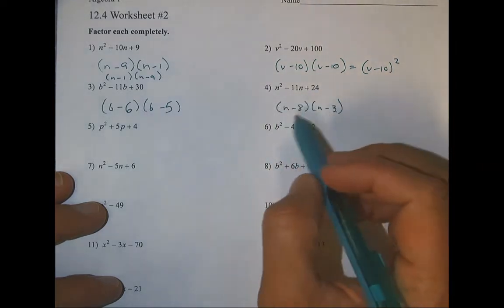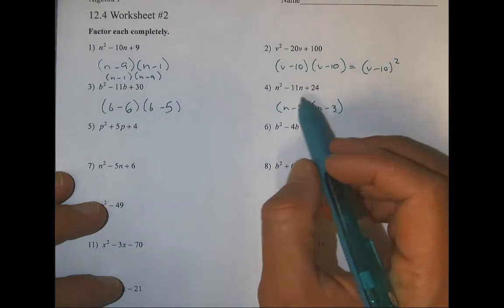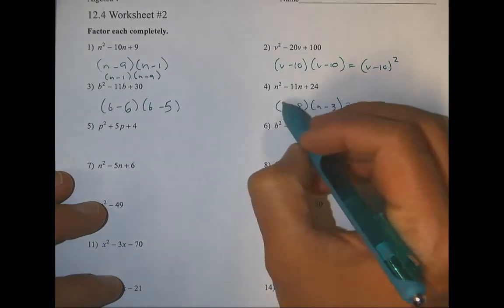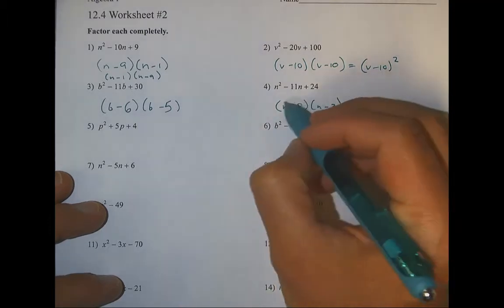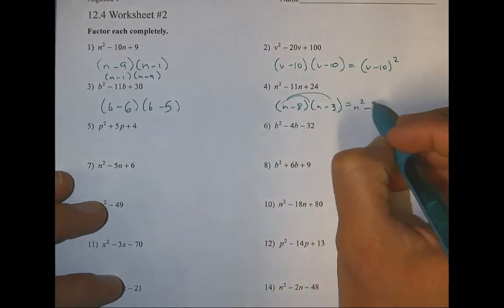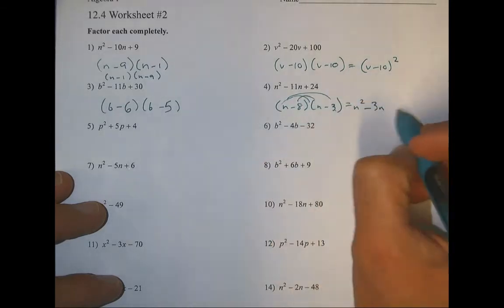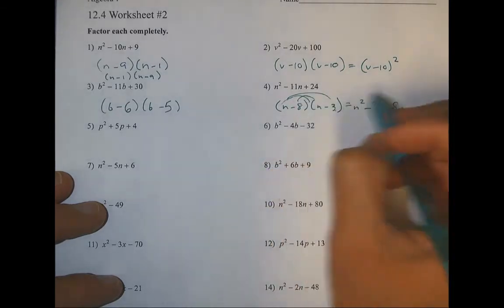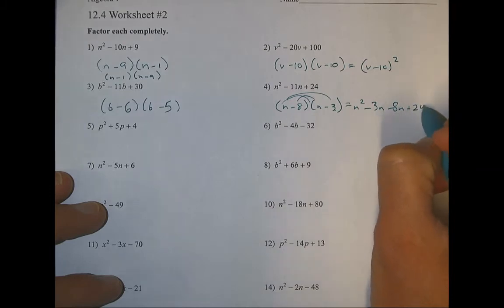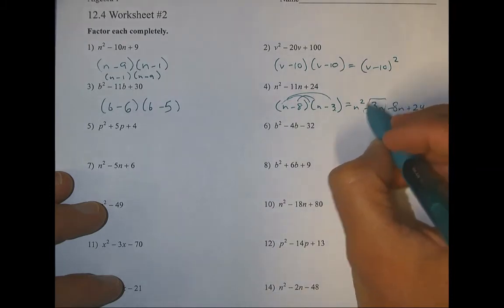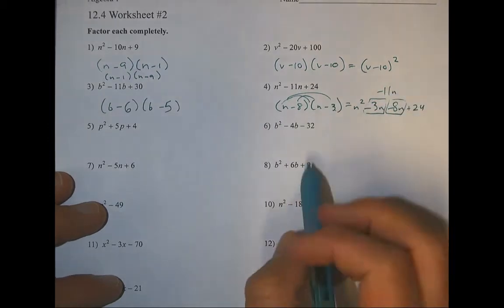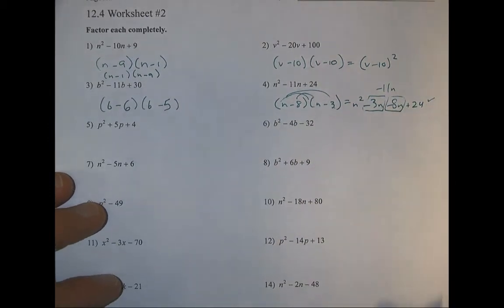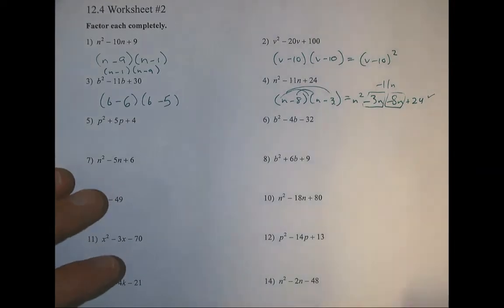And remember, you can always double check these and redistribute. So real quick, let's do that. N times n is n squared. N times negative 3, negative 3n. Negative 8 times n is negative 8n. And then negative 8 times negative 3 is positive 24. The negative 3n and the negative 8n combine to make a negative 11n. We got back to where we started, so we know our answer is right. So you can always double check.